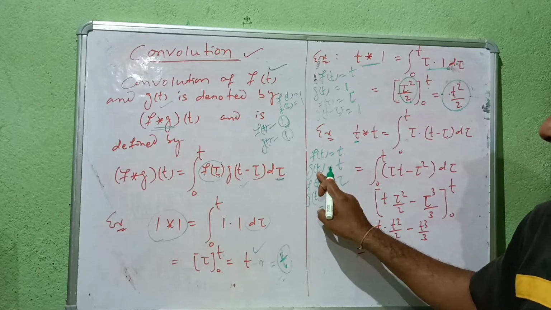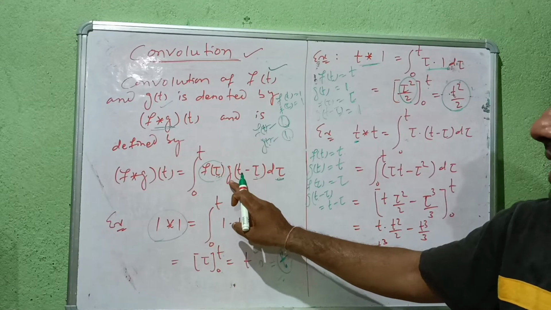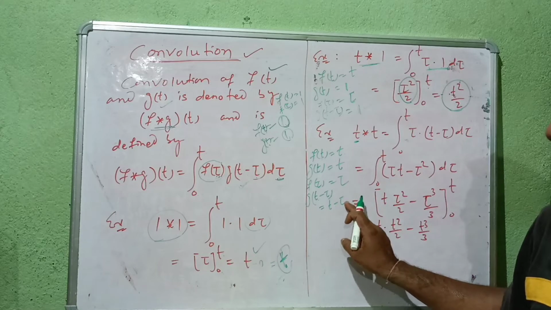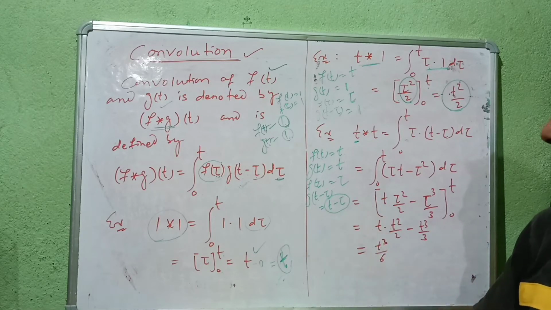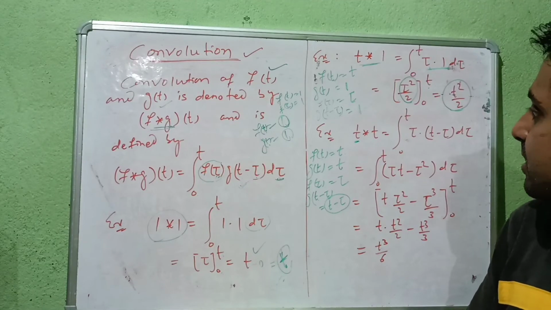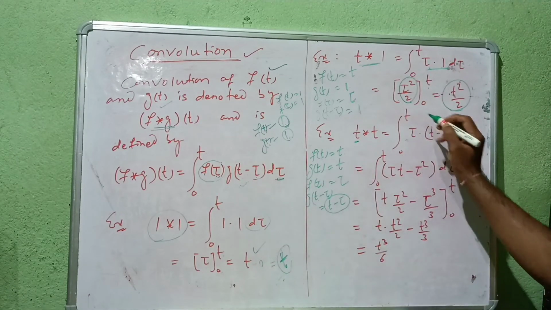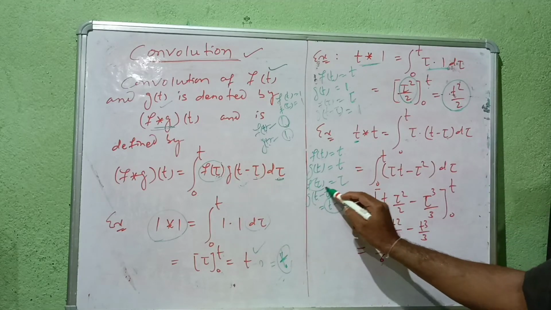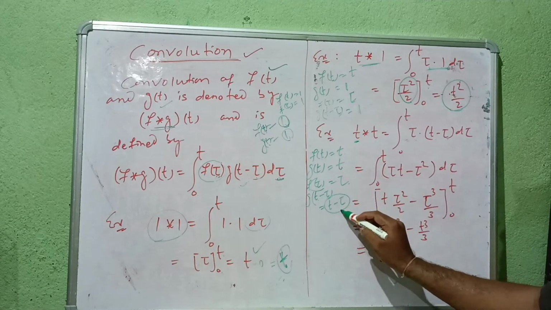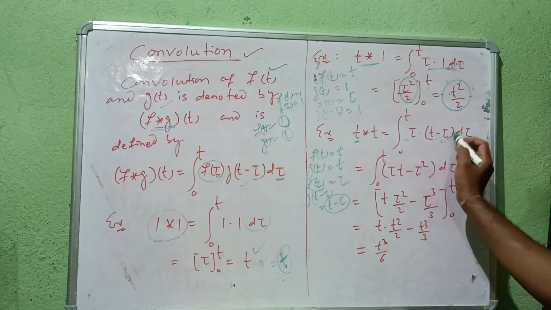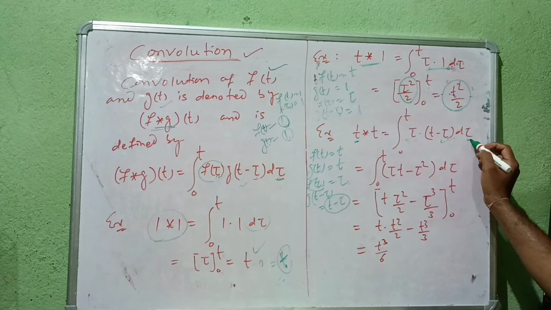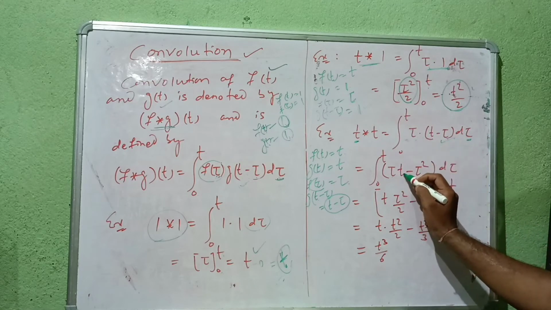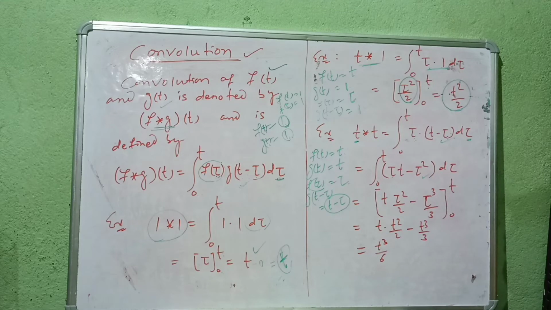Clear? We have to replace t by t minus tau because we have to write g of t minus tau. So in place of t, I just wrote t minus tau. Clear? So now put it in the formula. So it is 0 to t, tau, then t minus tau. Tau means f of tau, g of t minus tau. So f of tau means tau, then g of t minus tau is t minus tau. Clear? Just integrate it with respect to tau. So since we have to integrate with respect to tau, just consider t as constant. So just multiply here, tau into t and tau into tau, tau square.